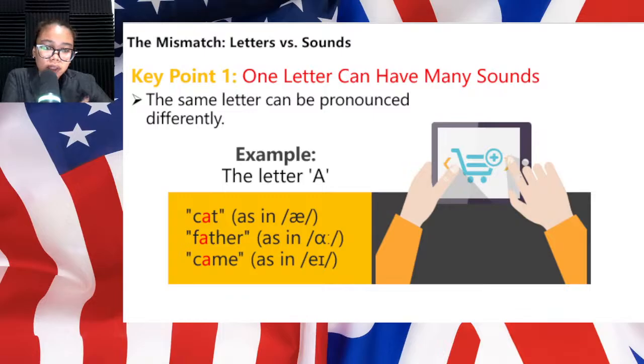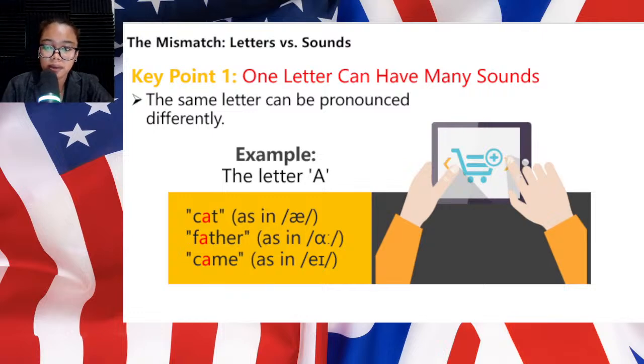Okay, this is what I'm talking about. Key point one: one letter can have many sounds. So there's a mismatch between letters versus sounds. The same letter can be pronounced differently. For example, the vowel letter A is pronounced in the word cat as /æ/, in father as /ɑ/, and in came as /eɪ/, which is a diphthong.